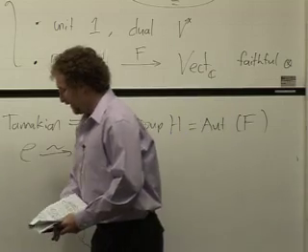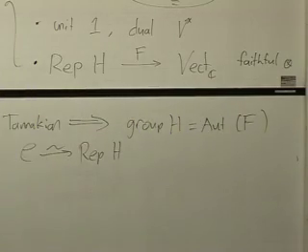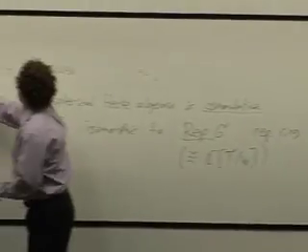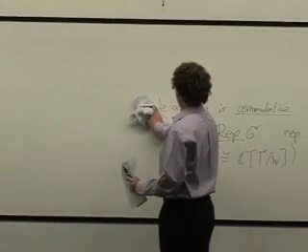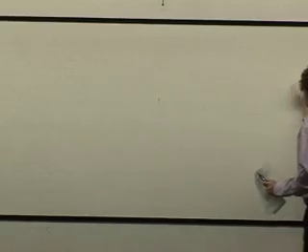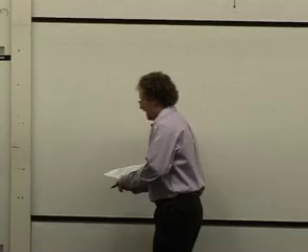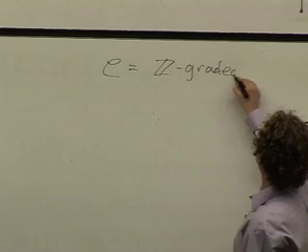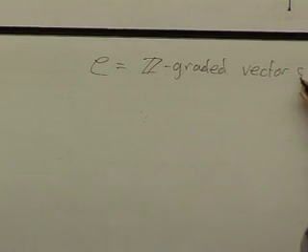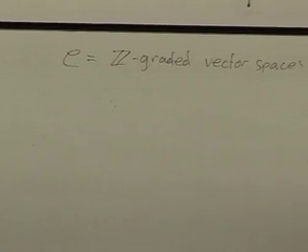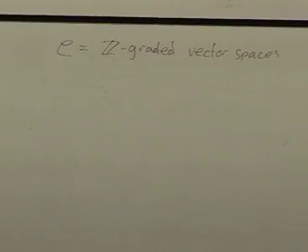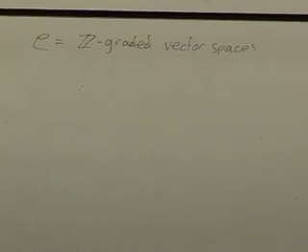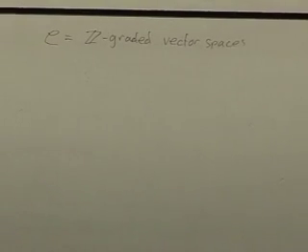Let me just write down a couple of examples of groups. Well, what's an example of a group? For example, you could take C to be Z-graded vector spaces. On graded vector spaces, you can define a tensor product, the graded tensor product. And there's a forgetful map, which is just forgetting that it was Z-graded. So it has all of this structure, and so this defines a group.